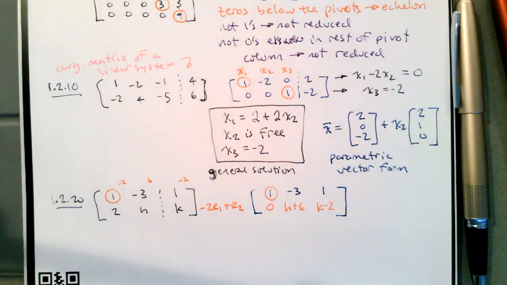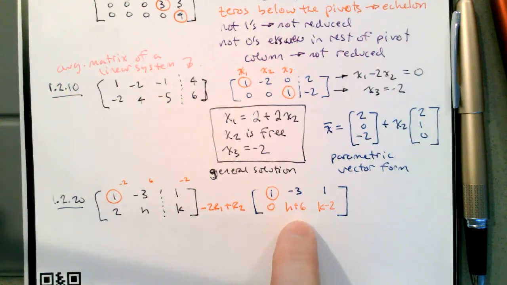The next thing we would want to do if we want to get reduced echelon form is try to get a pivot in the second row, second column. And now we have to start making decisions. Now we're breaking things into cases. Can I do a pivot with this h plus 6? I'd want to put a 1 there, so I'd have to divide by h plus 6. So should I just divide by h plus 6?